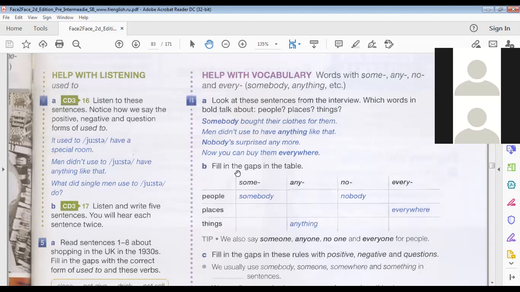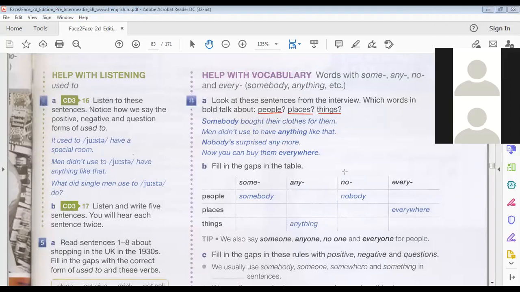Anyways, let me read these four sentences for you. It says, look at these sentences from the interview. Which words in bold talk about people, places, and things? Okay, I'm just going to read them first. Somebody bought their clothes for them. Men didn't used to have anything like that. Nobody's surprised anymore. Now you can buy them everywhere. So I need you to tell me, which sentences do you think talk about people? Which sentences talk about places? And which sentences talk about things?